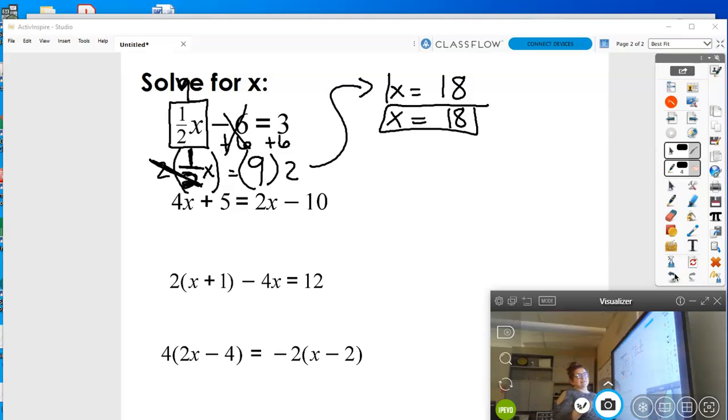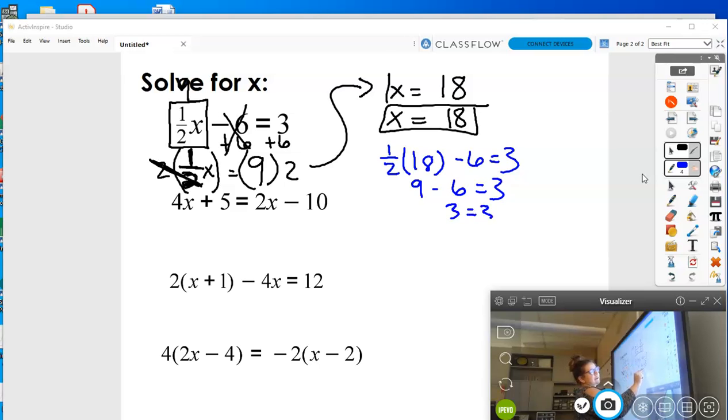And again, like I was talking about earlier in the level 1 video, if you're not sure if you did it right, go ahead and plug it in and make sure that it works. So half of 18, that would in fact be 9. We have 9 minus 6, that's 3. So we do get 3 equals 3, so we know that we got that correct.